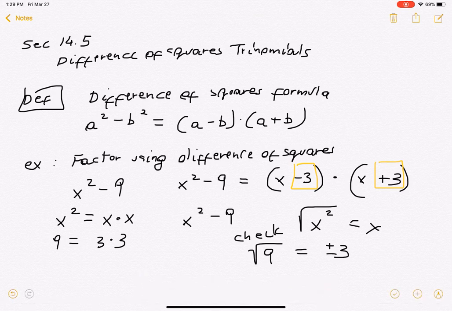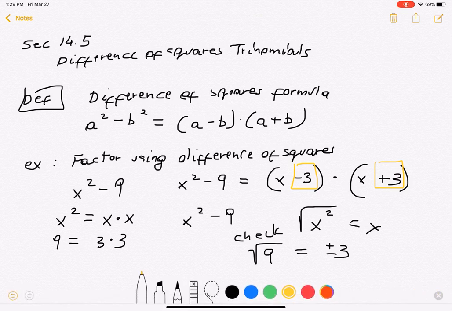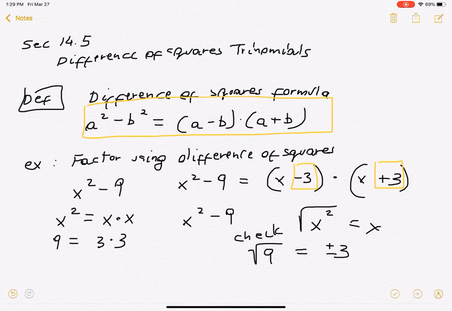Okay. So that's the formula which everybody should memorize. Difference of squares, a squared minus b squared, is the same as a minus b times a plus b. So technically you have the same expressions in each parenthesis, but opposite signs. One parenthesis has minus, one parenthesis has plus. Okay, let's do a little more examples.